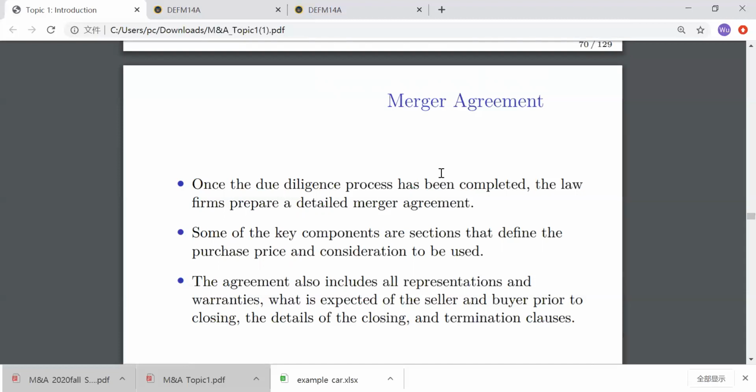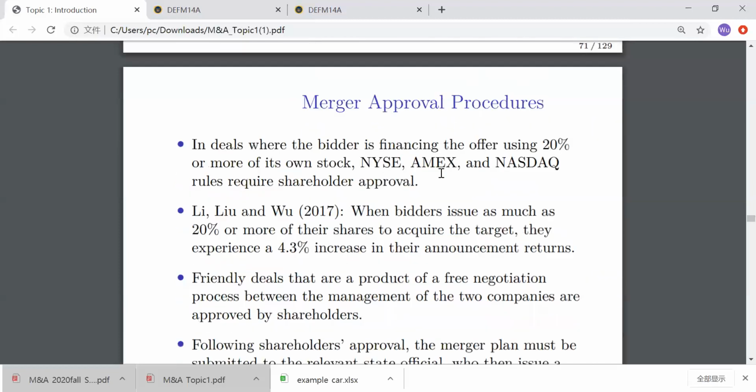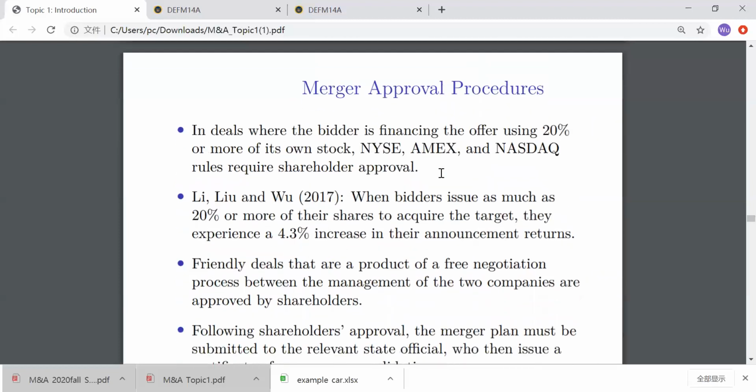Right, so an agreement also includes all representations and warranties, right? And these representations and warranties are expected to be finished before the closing. Also, the agreement will specify the details of closing and the termination clauses, right? So all of these components we will talk about in greater detail in a later semester. Here, I'm just going to provide you a brief overview of the components.